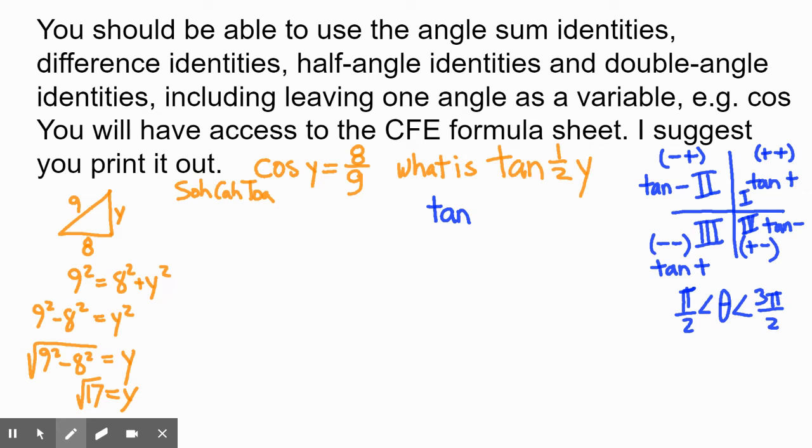Okay, back to this. So the tangent of 1/2 y, and the way they have it labeled on the sheet is x over 2. Same thing.